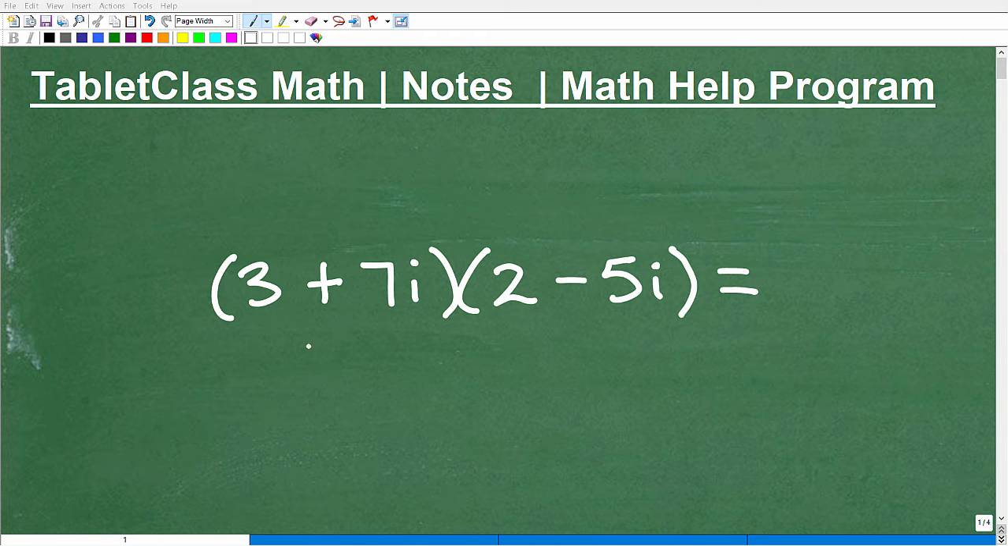Okay, let's multiply the complex numbers. So we have 3 plus 7i, which is a complex number, and we're going to multiply it by another complex number, and that is 2 minus 5i. So I'm going to walk you through how to find the product of these two complex numbers step by step.